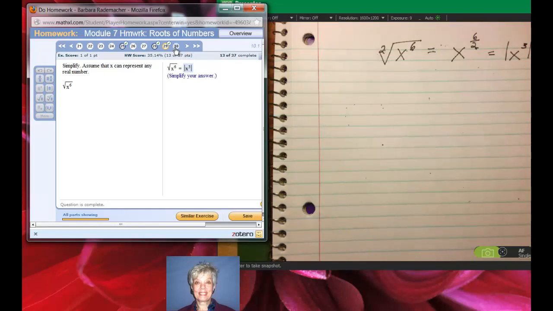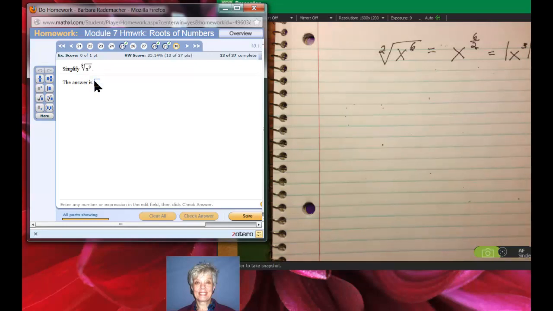Next problem. Here we've got the index and the exponent matching each other, so the answer will be x. You don't have to use absolute value bars because this is an odd index. It doesn't matter. You can take an odd root of a negative number. So the answer is just going to be x.